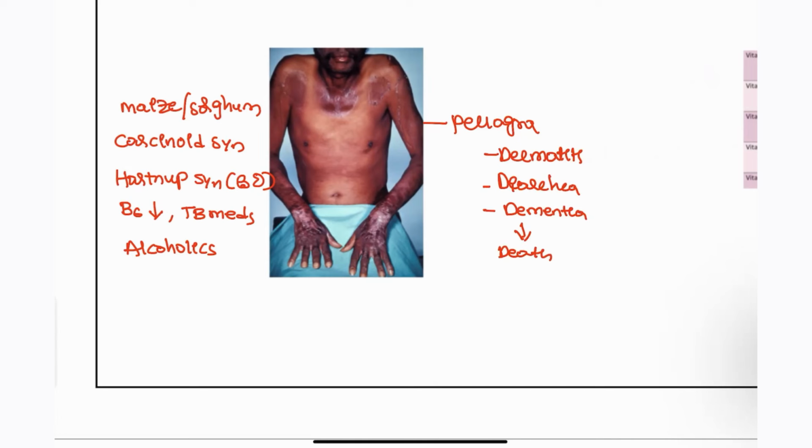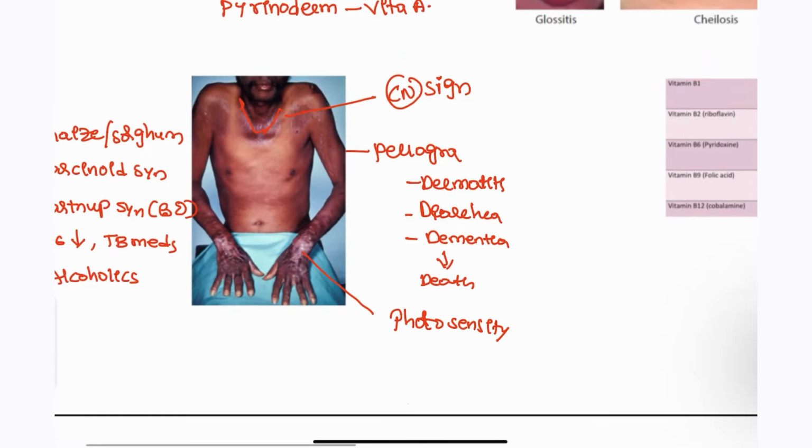This classic necklace is known as the Casal necklace sign, right? Casal necklace sign, and this is photodermatitis. Photosensitivity will be seen in this patient, right? One of the important points that you have already revised.